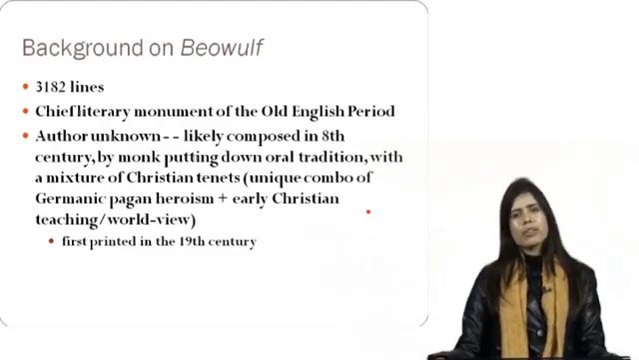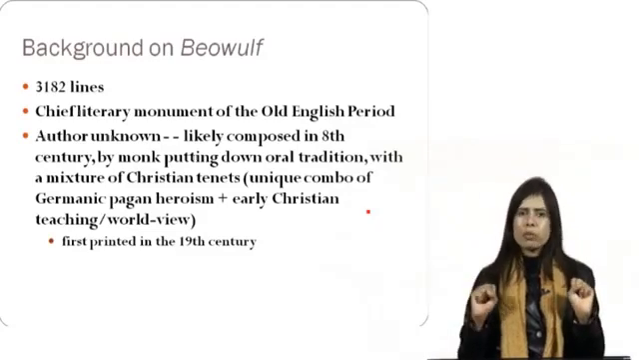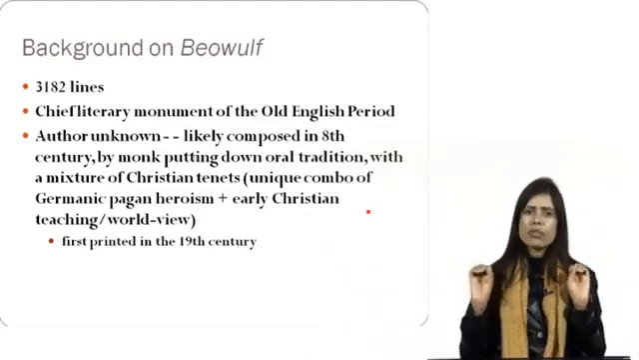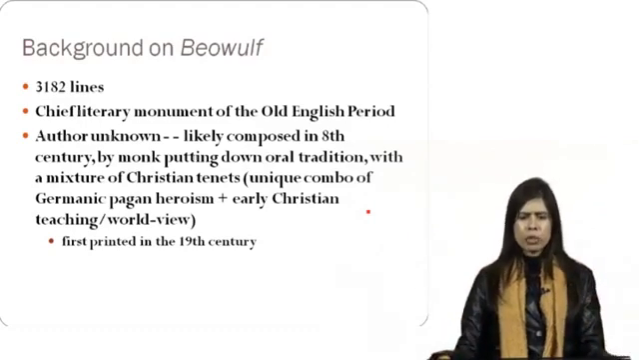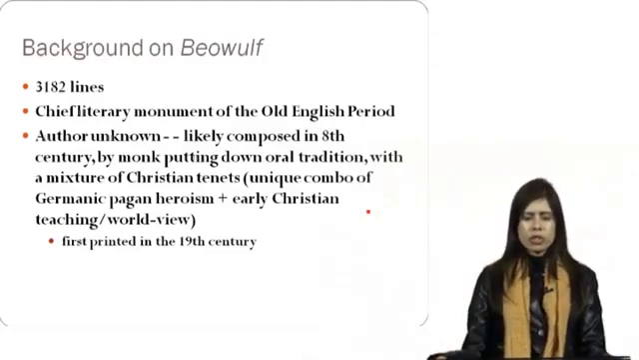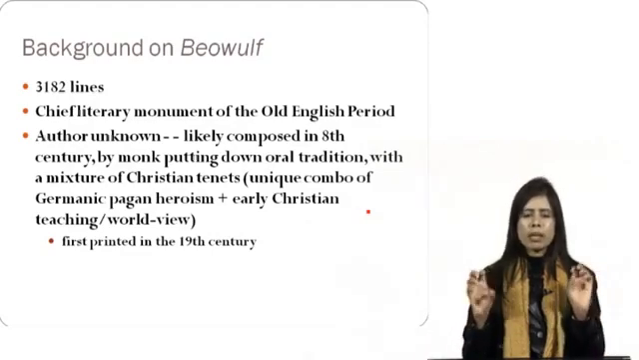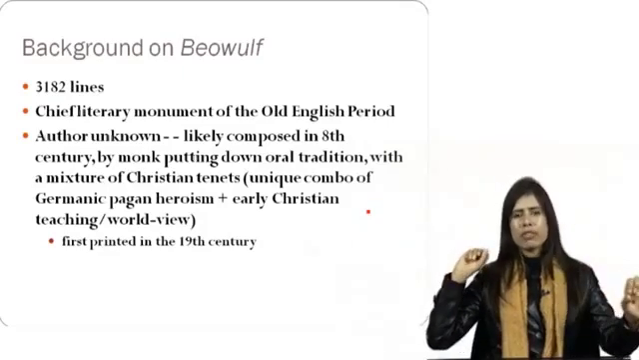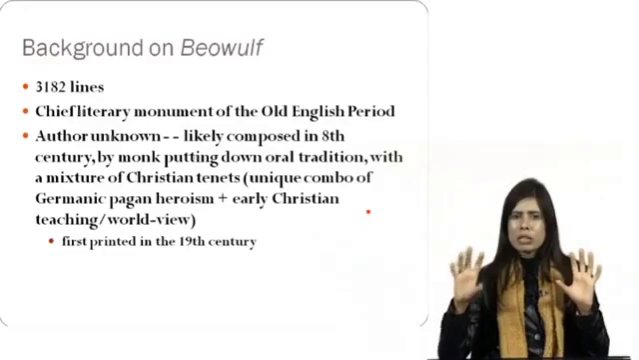The author is unknown. As you can see, most of the Anglo-Saxon poetry is lost because it was not in written form. Another thing is that most of the works were written by anonymous writers. It was likely composed in the 8th century by a monk putting down oral tradition, with a mixture of Christian tenets, a unique combination of Germanic pagan heroism and early Christian teaching worldview. So basically this Beowulf is a combination of Christianity and paganism as well, fine.